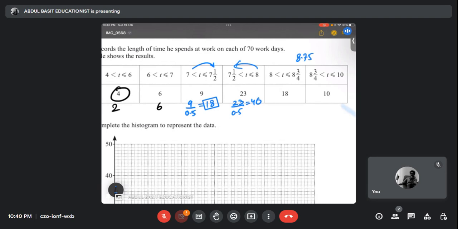8.75 minus 8 is 0.75. So 18 divided by 0.75 is what? Anyone? Please, quickly. 18 divided by 0.75, I'm getting 24 as the answer. Okay, 10 minus 8.75 is 1.25. So 10 divided by 1.25 is 8.